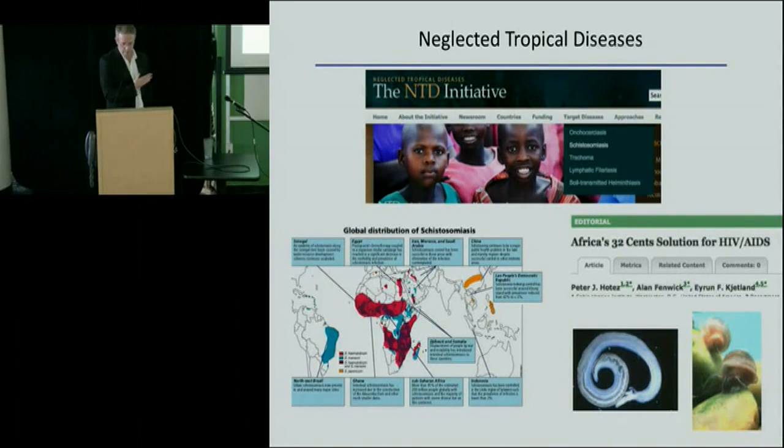Here's a graph from a website that lists several. They usually have rather complicated names to say, but the one that I'm interested in is this thing called schistosomiasis, which used to be called bilharzia. It's a parasitic disease occurring primarily in the regions shown on this map, so it's mainly a sub-Saharan problem. And it's a particularly nasty disease.